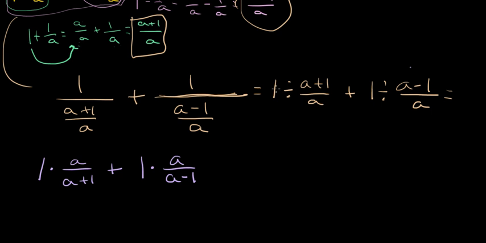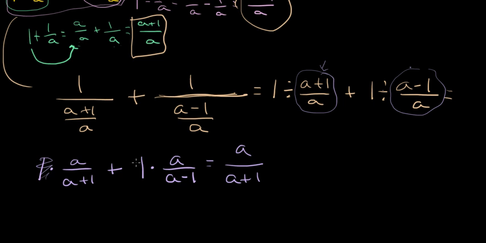What does that mean? You see what I did here? I changed the divided sign to a multiplication sign, and then flipped the second fraction upside down. Did that in both cases. Now, of course, you know that 1 times anything means that that's all there is, so 1 times that means I can just get rid of the 1. So I have a over a plus 1 plus a over a minus 1.